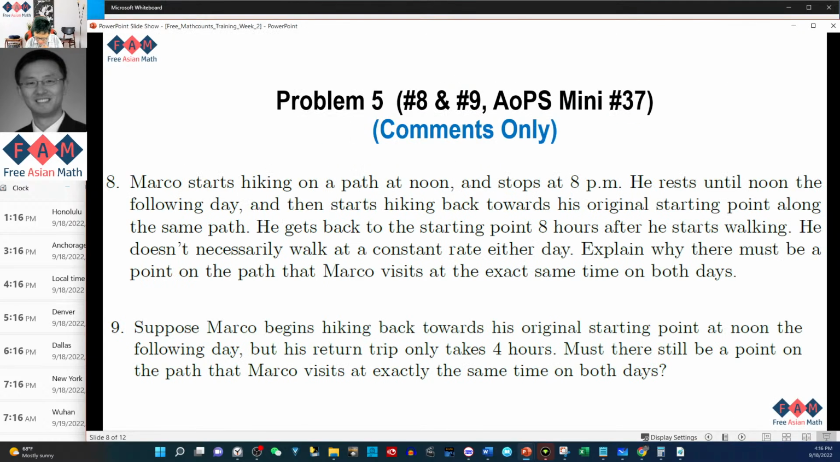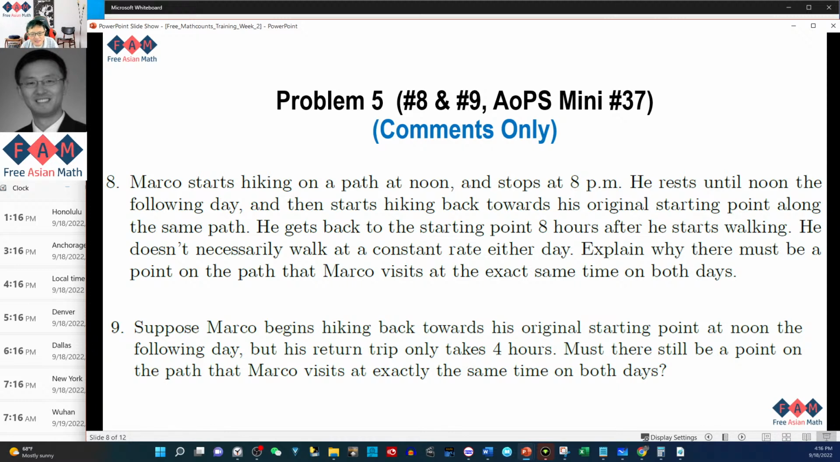For the second problem, essentially it's still the same, but the setup is different. Suppose Marco begins walking back toward his original starting point at noon the following day, but his return trip only takes 4 hours. Does that really matter? Must there still be a point on the path that Marco visited at exactly the same time on both days?